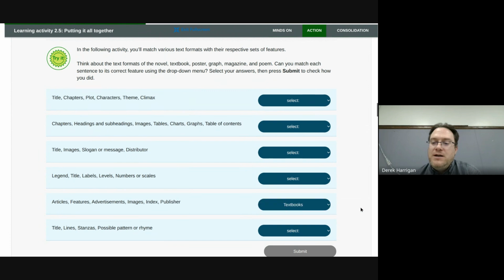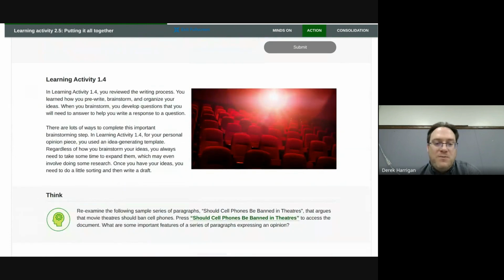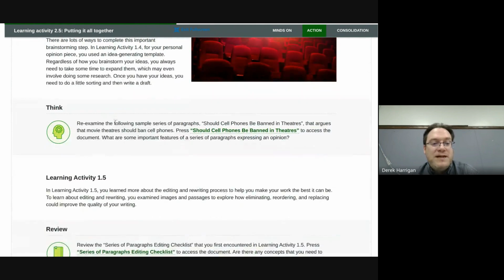If we continue on, we've got Unit 1, Activity 4. And in Unit 1, Activity 4, we talked about the writing process, and we talked about brainstorming and developing questions and outlining and doing a rough copy and preparing our draft and preparing our assignments, and not just trying to write them off the top of our head, but to go through the writing process steps. And so they're going to ask you to re-examine the sample paragraph on should cell phones be banned in theaters.